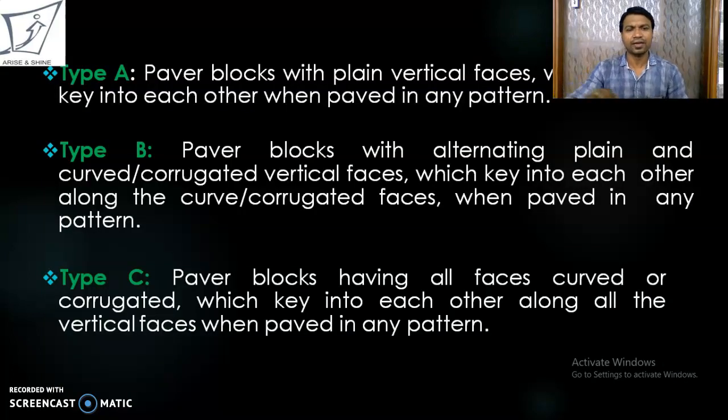Type A, there is paver block with a plain vertical face which is shown in the first one, which does not key into each other when paved in any pattern. Type B, there is a paver block with alternating plain and curved corrugated vertical faces which key into each other along the curved corrugated faces when paved in any pattern. Type C, that is paver block having all faces curved or corrugated which key into each other along all the vertical faces when paved in any pattern.